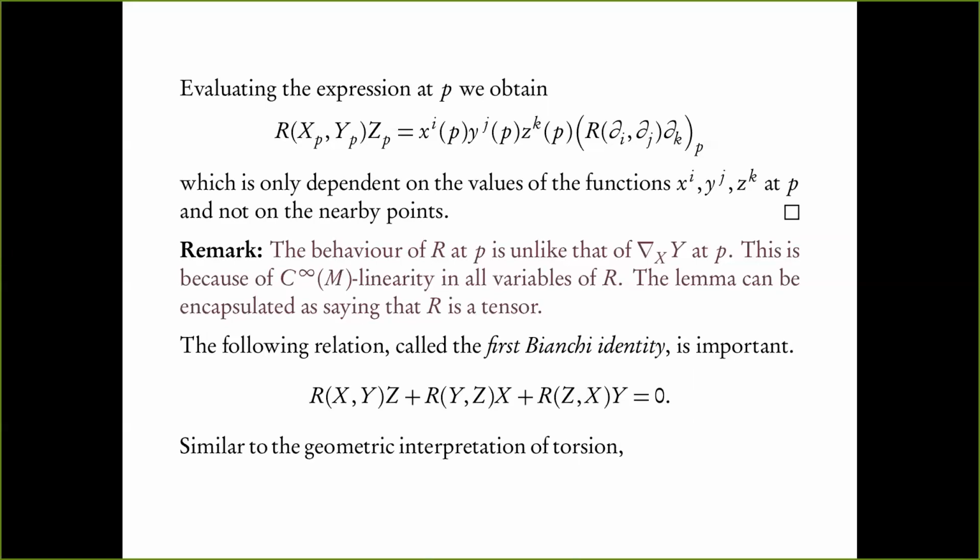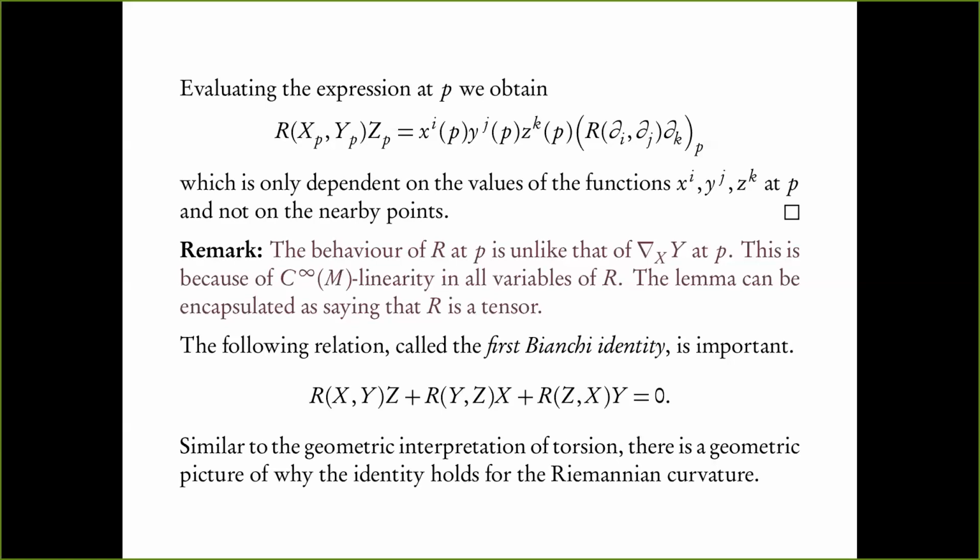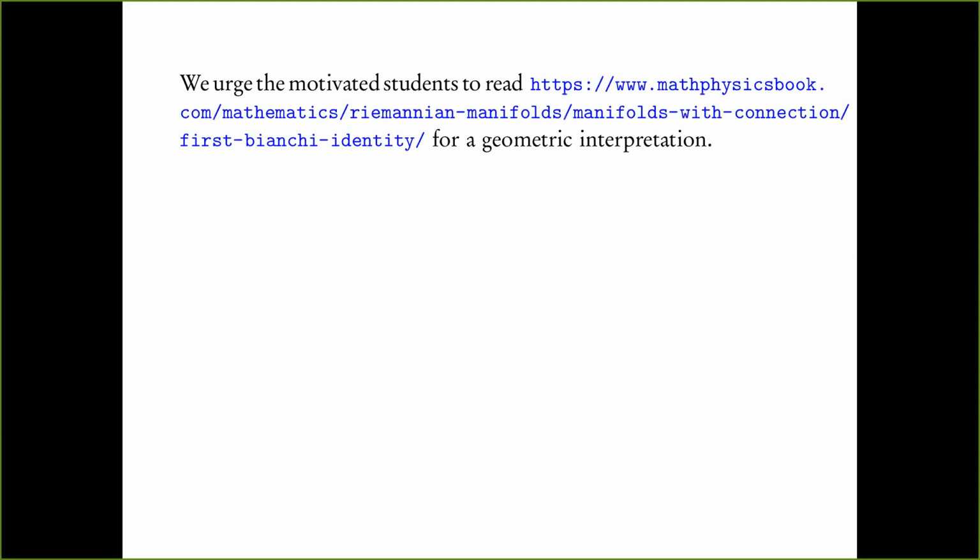So similar to the geometric interpretation of torsion, which involved basically a pentagon or a square, if you want to find a geometric interpretation of this, there is one, but it's going to lead you to a truncated cube and a cube, because you have three variables now and not two. So I would really refer you to this link.